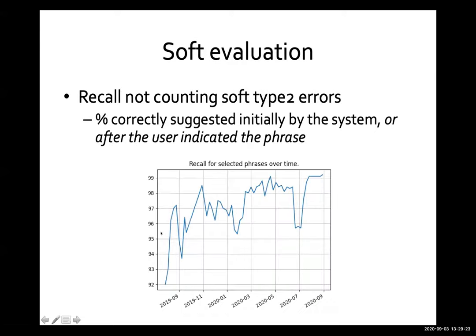If you look at the soft evaluation over time, where we're not counting these soft type 2 errors as mistakes, you see that we get to around 99% currently. At the beginning of July it goes down a lot, but at that time there were very few annotations being done. If you look at the last 2 months, there was a lot of annotation activity, and it's been pretty consistently around 99%.